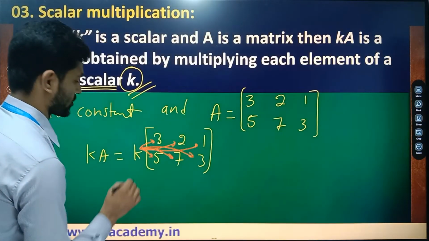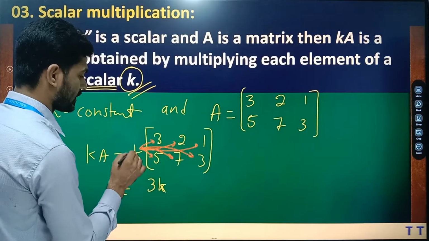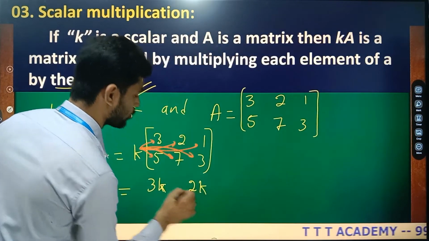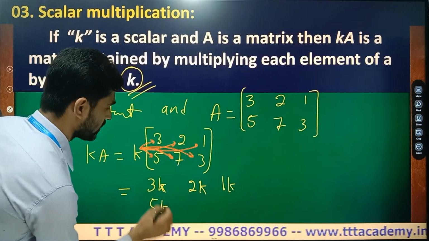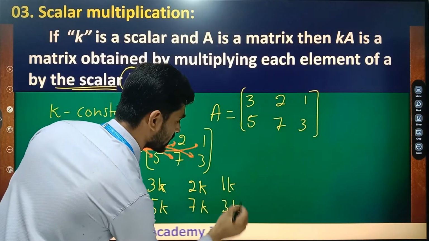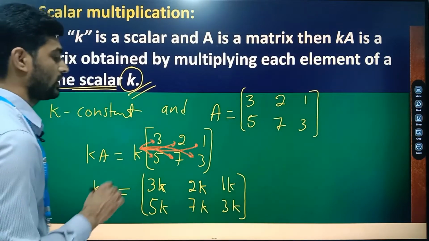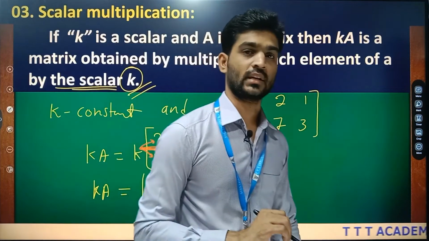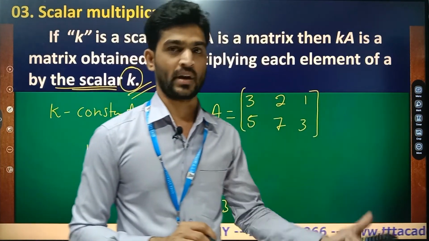K into 3, it becomes 3k. Next, k into 2, it becomes 2k. K into 1, 1k. Next k into 5, 5k. K into 7, 7k. K into 3, 3k. This is scalar multiplication. When we multiply like this, we call it scalar multiplication of a matrix. Yes, scalar means a constant value, where A is a matrix.